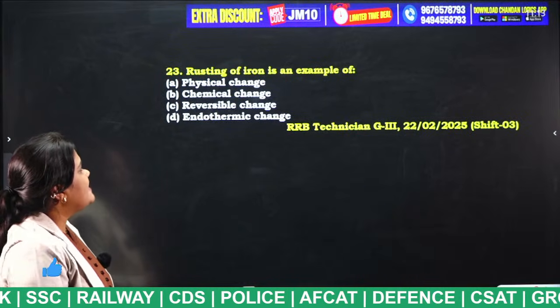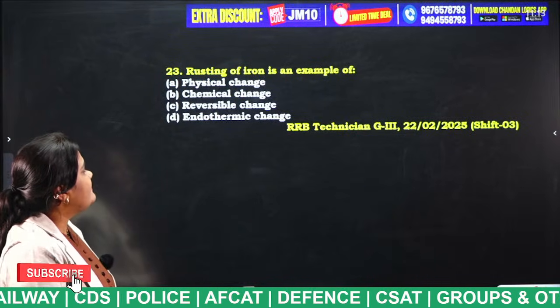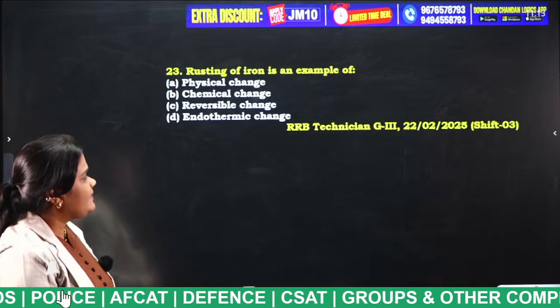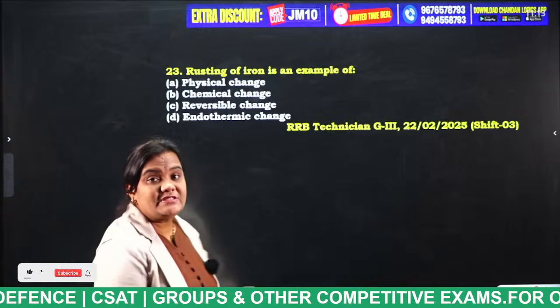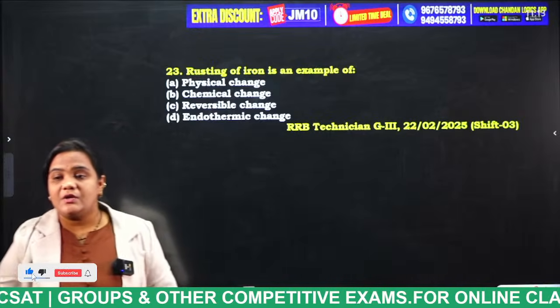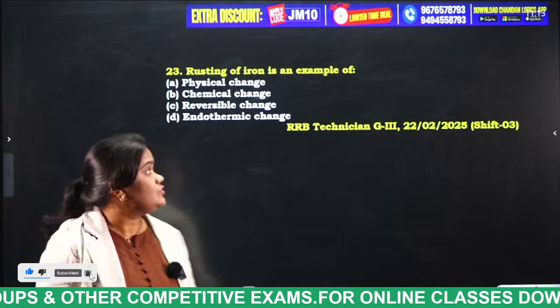Rusting of iron is an example of physical change, chemical change, reversible change, or endothermic change. RRB NTPC February 2022-2025 shift 3. This question has been asked. Now tell me what is the answer for this question, students.